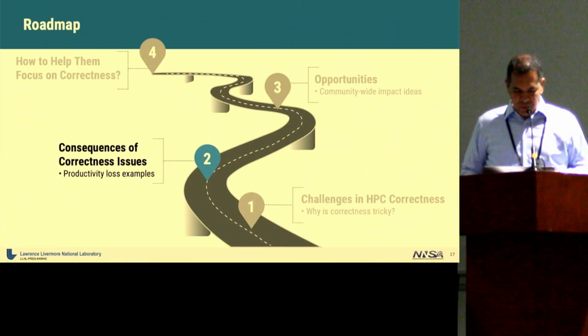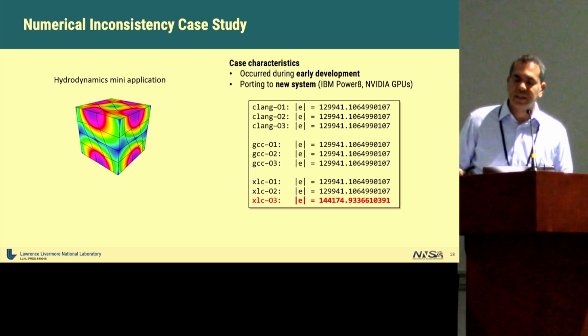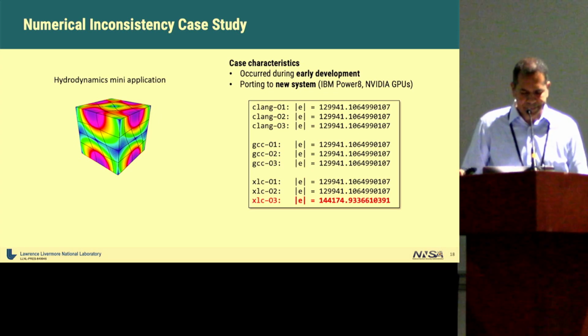All right, let me now give you some consequences of correctness issues that I have seen impact the productivity of people. This one you probably have seen before. We have used it in a number of papers. This was a case that happened when a group of people were developing a hydrodynamics mini application and were porting this code to a new system. It was an early development.